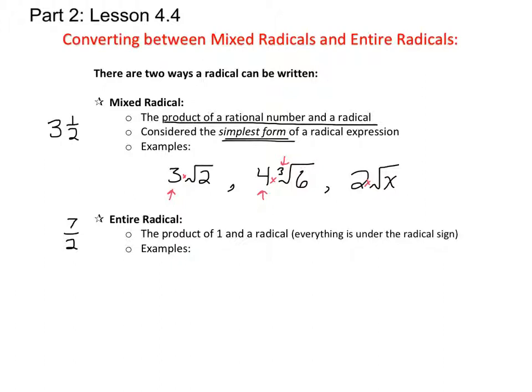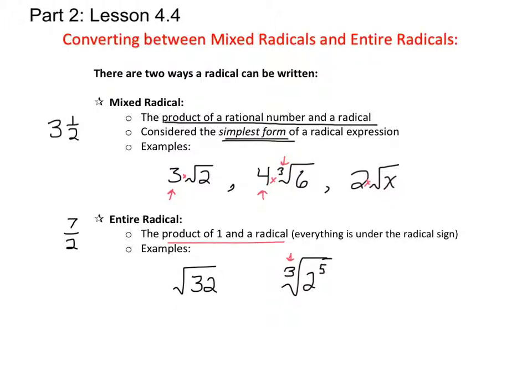In an entire radical, we have a product of 1 and the radical. So basically everything is under the square root sign or the cubed root sign. For example, if we have the square root of 32, we could write that as 1 times the square root of 32. That is a product of 1 and the radical, but we don't need to write the 1 there, so we just leave it out. Another example is the cubed root of 2 to the power of 5. Even though we have 2 to the power of 5, it's all under the root sign, and the 3 is the index, not a coefficient, so this is an entire radical as well.